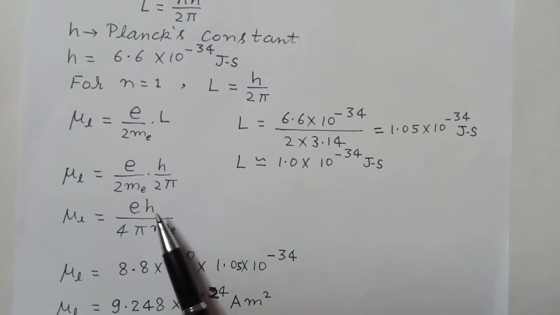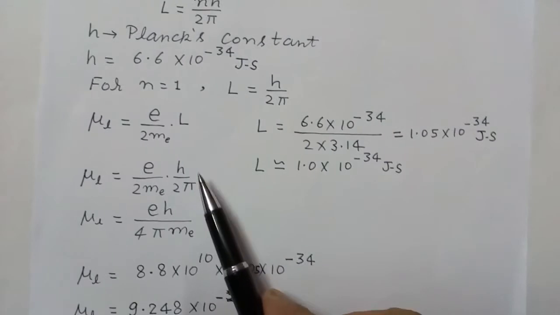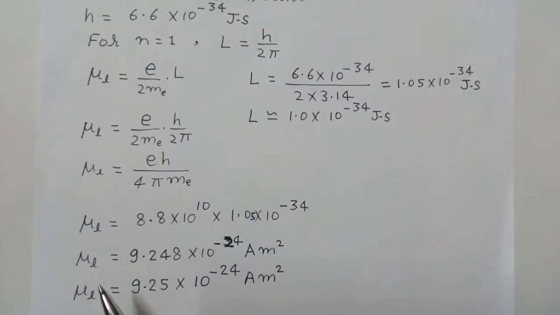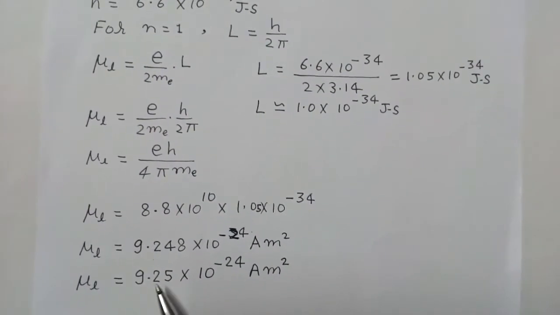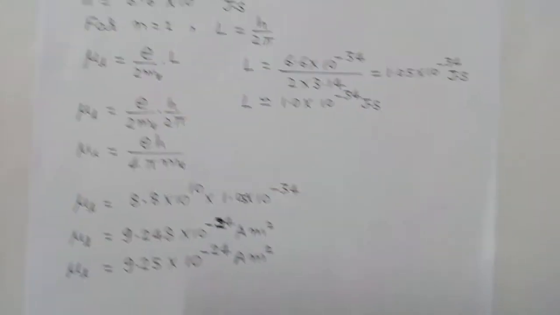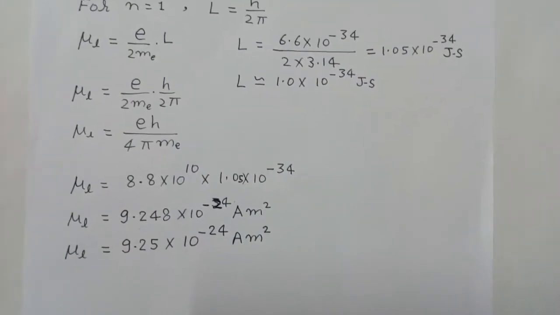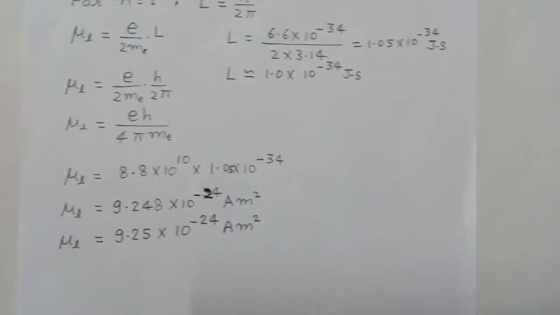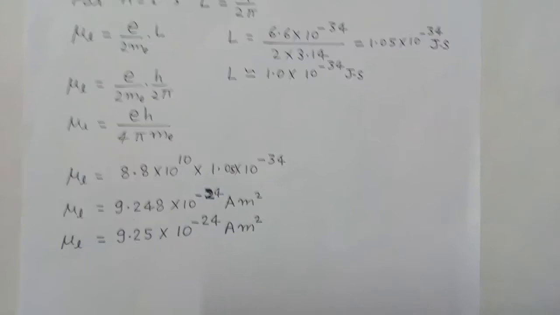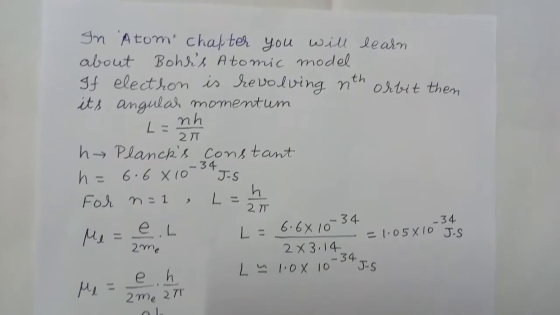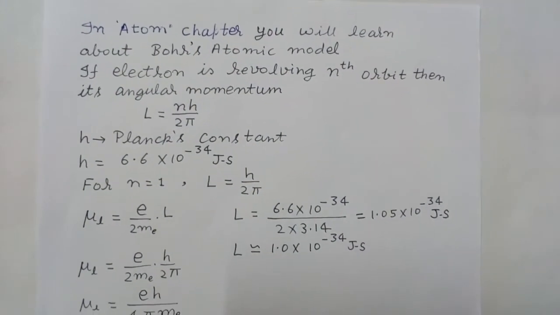Now substitute this value here, L is equal to h upon 2 pi. So you get mu nearly equal to 9.25 into 10 power minus 24 ampere meter square. So by the calculation of evr upon 2, we are getting 9.27, and here it is 9.25. So they are nearly equal. There is no major difference. So we will learn about this in atom chapter. This is just to create a curiosity about physics.